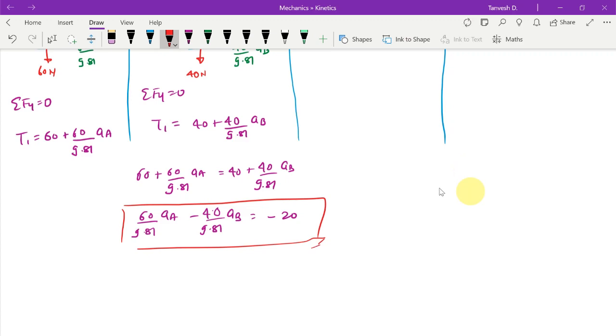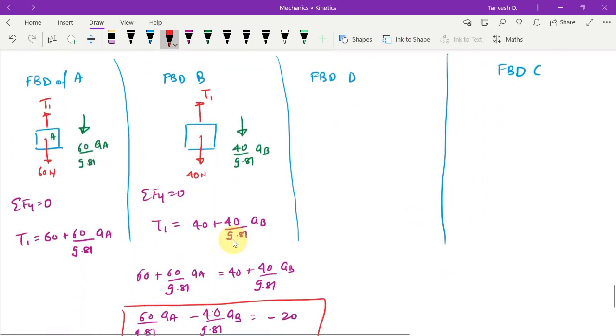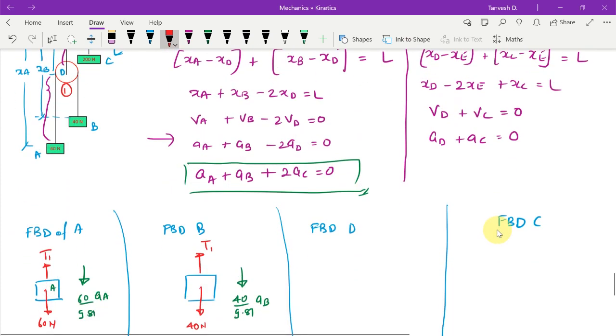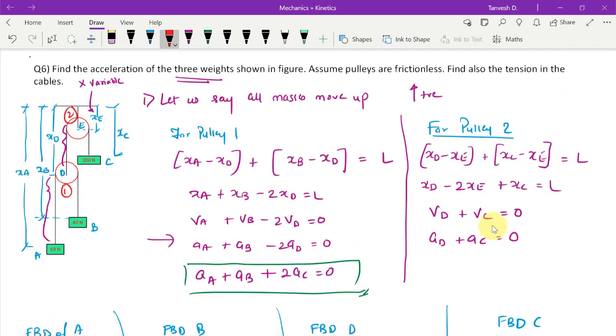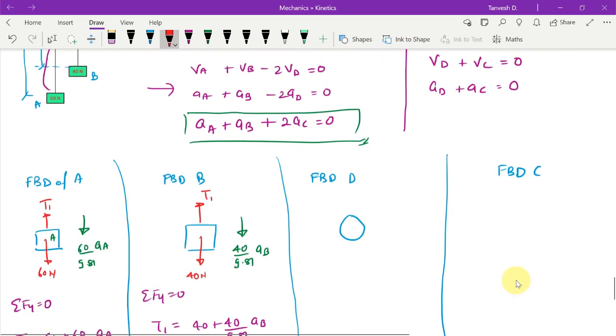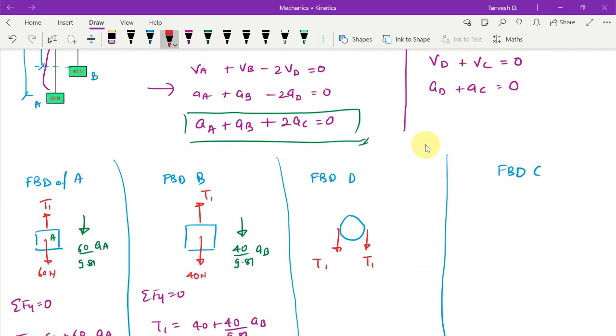Now this obviously does not have the acceleration of C, but that we will consider later on, because it is not coming in this equation. So what can we do? Okay, let us say FBD of D, where D is a pulley. These are your T1, your T1 and T1, and on top let us say it's T2.